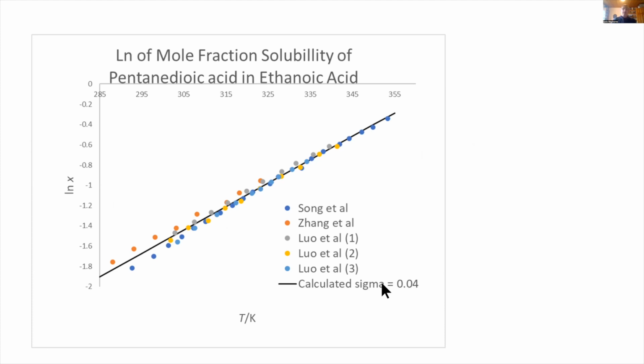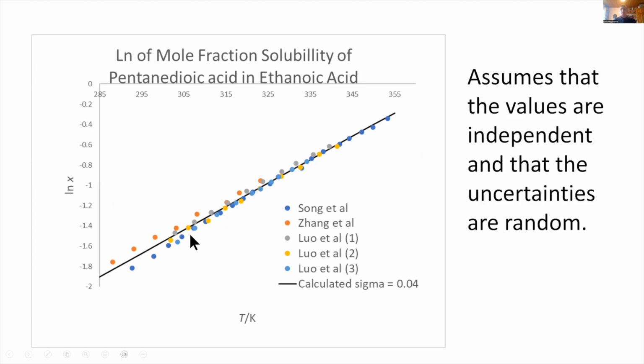And so I could take the coefficients from this black line. I could calculate anywhere along here what the log of the solubility was, and I'd get an answer which should be good to about plus or minus 0.04. And in this case, that actually does kind of work.